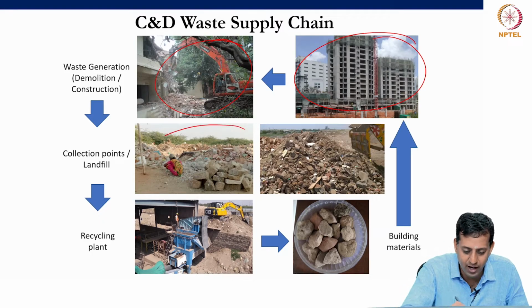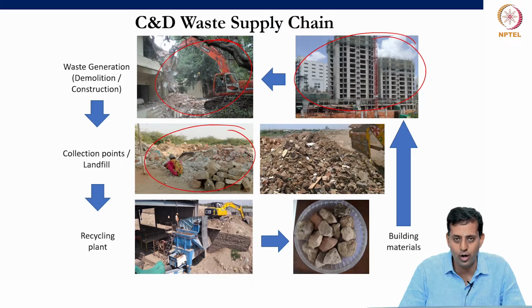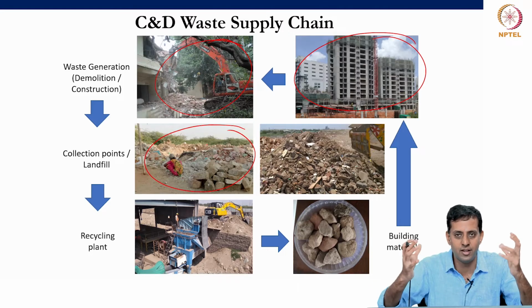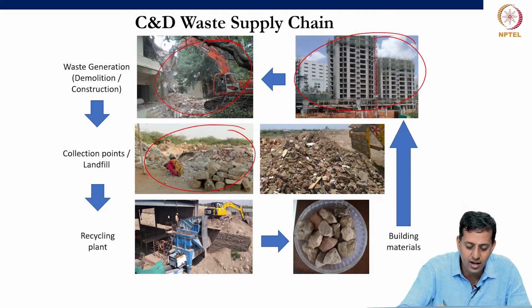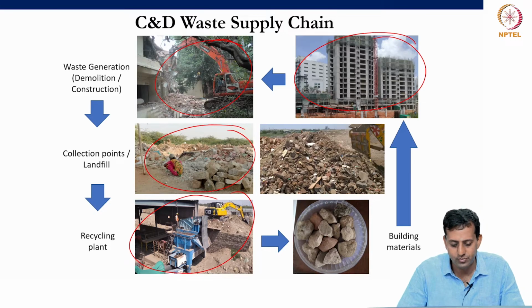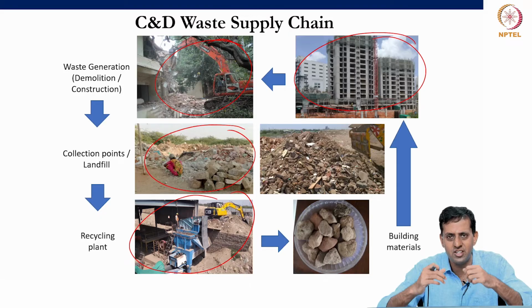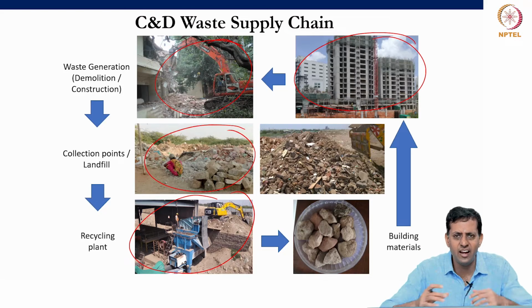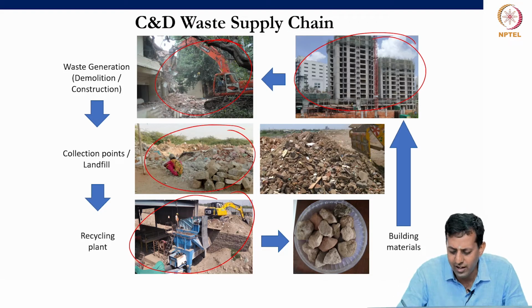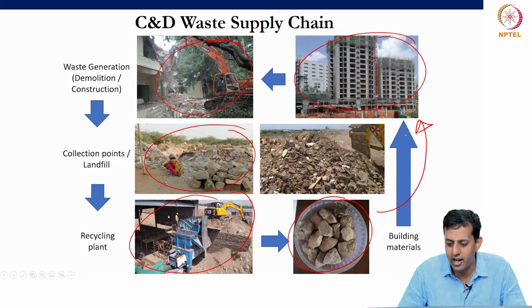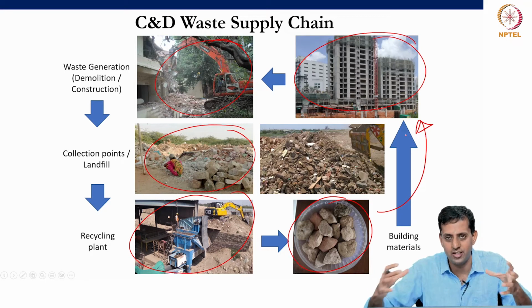The rubble from various construction sites is brought to a collection point, and then it is taken to a recycling plant. From the recycling plant, these things are crushed and processed, dried, whatever, and finally become some kind of building material, right? Could be stone, aggregate, whatever it is. These building materials are then taken back to a construction site to build.